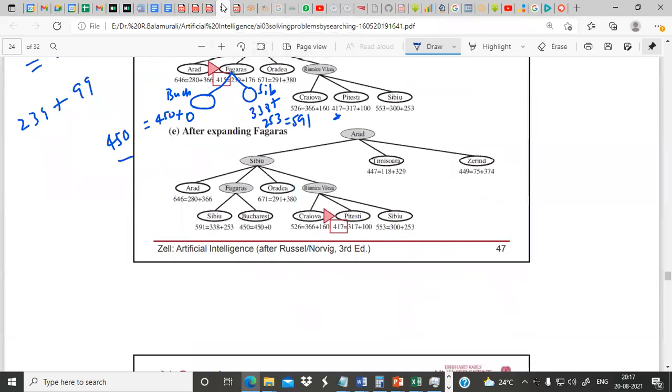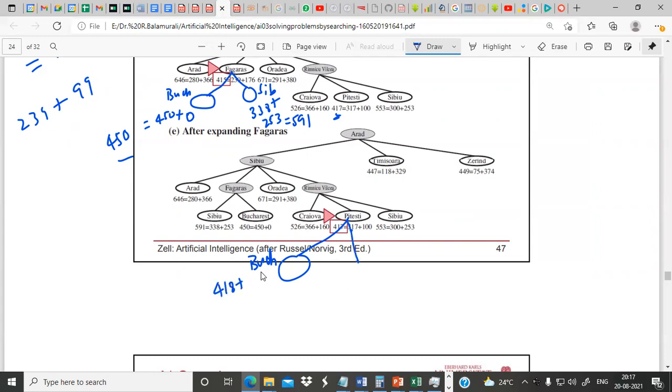From Pitesti you can reach Bucharest. The cost is 101, but what is the actual cost of reaching Pitesti? 317. So you have to add that. The actual cost of reaching Pitesti from Arad, the initial state, is 317. So 317 plus 101. What is 317 plus 101? 418. So it is 418 plus h of n.